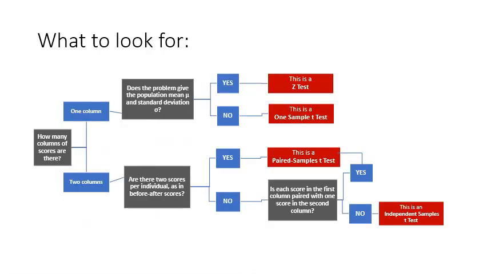So on this slide, I've made a little bit of a flow chart for you so you can have a process for determining what test to use. So first off, you're going to begin by asking this first question: how many columns of scores are there? So do you have one column of scores or two? So you're going to begin right over here.